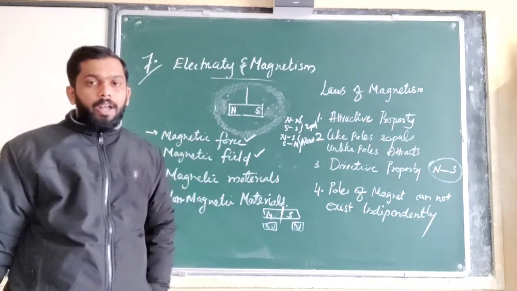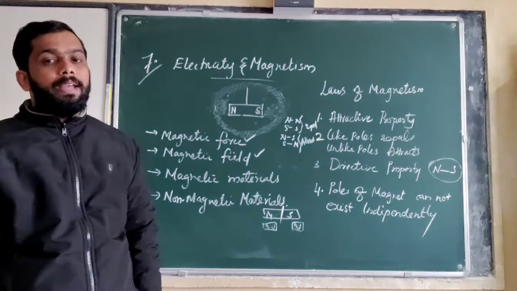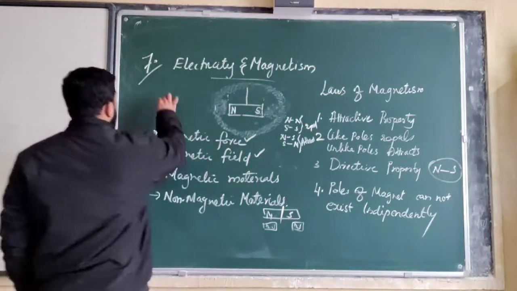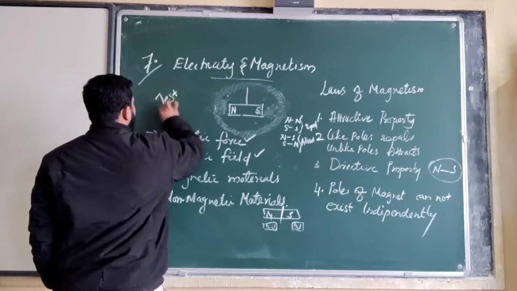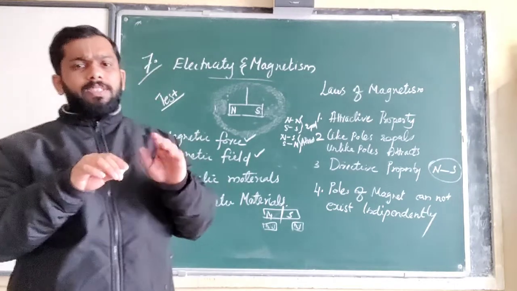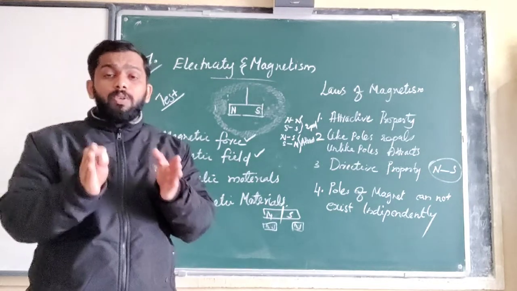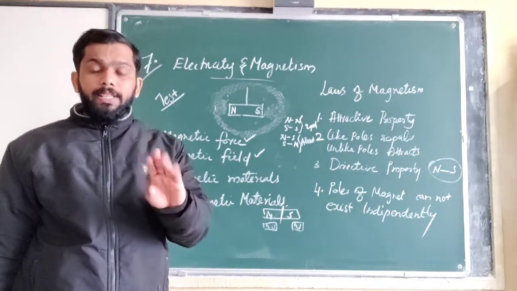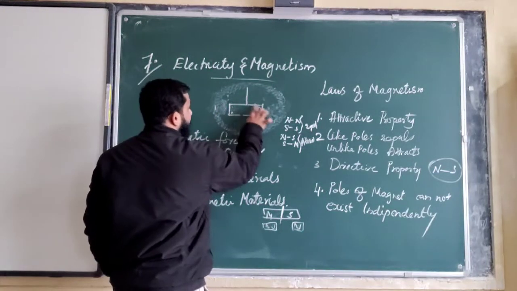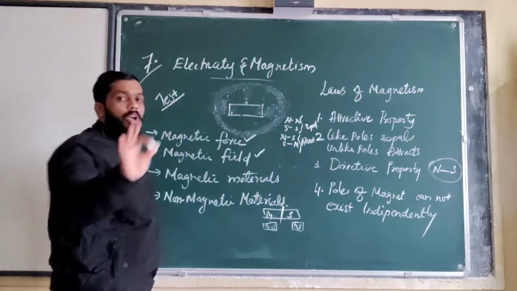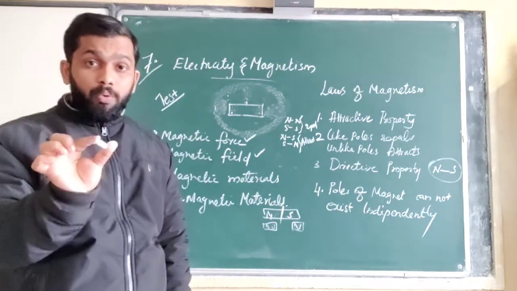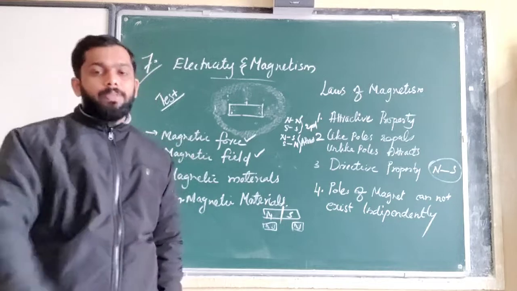Clear now? Now, one more thing we have to discuss today, that is the test for a magnet. Suppose from somewhere I have got a material, and I have to check whether the given material is a magnet or not. So suppose this is the material I got. I don't know whether it is a magnet or not. I want to verify, I want to prove that the given thing is a magnet.